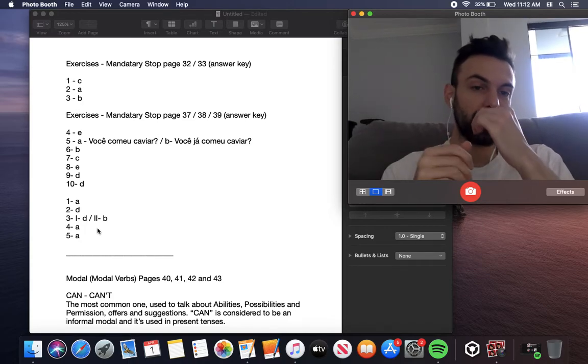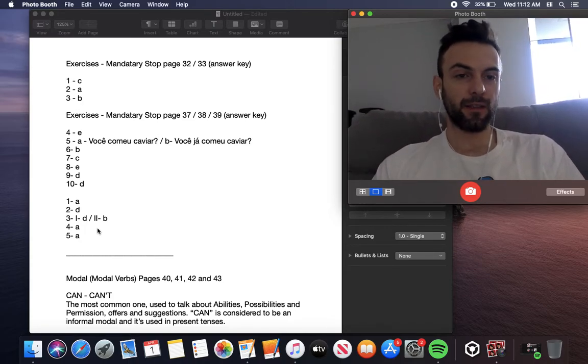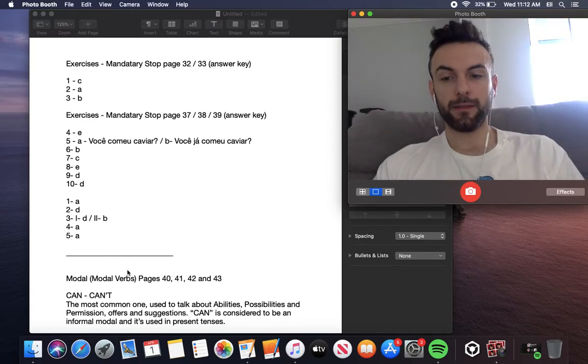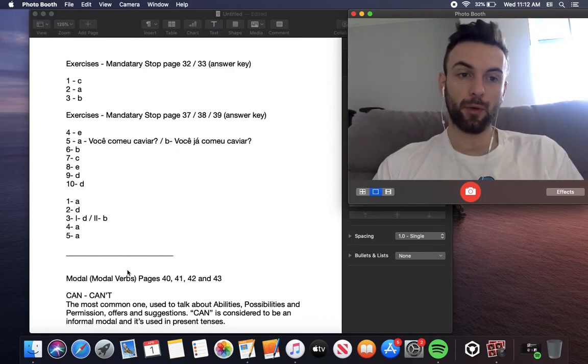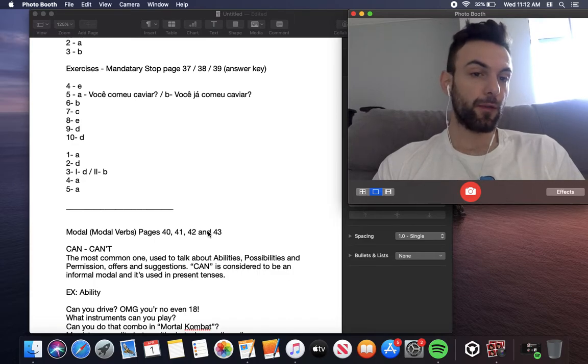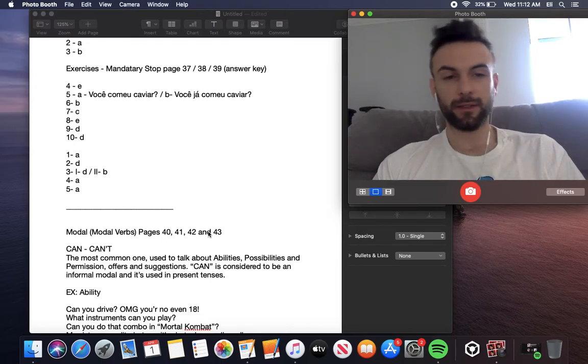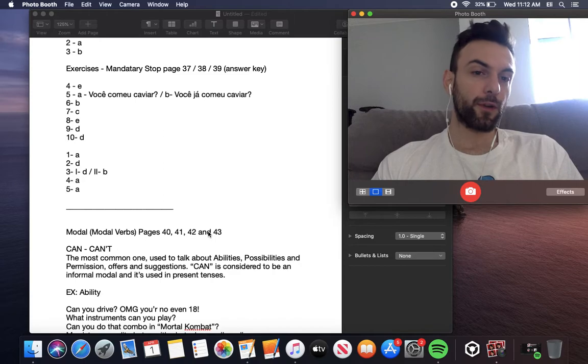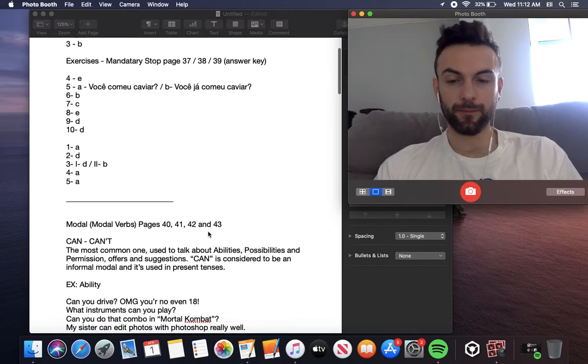If you have any questions about the exercises, things you haven't understood, you can ask me on Instagram and WhatsApp, right? So today's lesson, we're going to talk about the modals, or the modal verbs. We're going to cover pages 40, 41, 42, and 43. I'm also going to assign you a couple of exercises, all right? So without further ado, let's get started.